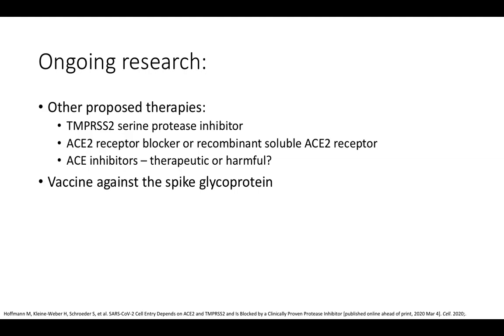Lastly, I'll go through some ongoing research. There are some other proposed therapies where no data at all really exists, but these are potential avenues for future research. Those include TMPRSS2, the serum protease inhibitors, ACE2 receptor blockers, or recombinant soluble ACE2 receptors. And then there's also a question of whether ACE inhibitors might have a therapeutic or harmful effect on coronavirus infections. That data is still up for debate, and there isn't strong evidence in either direction. And then there's also vaccine development against the spike glycoprotein specifically.